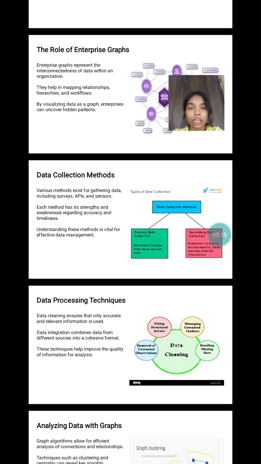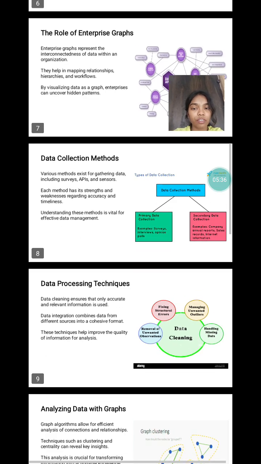Now the types of data collection. There are two types: primary data collection and secondary data collection. For primary data collection, examples are surveys, interviews, or opinion polls. For secondary data collection, examples are company annual reports, sales records, and internal information.